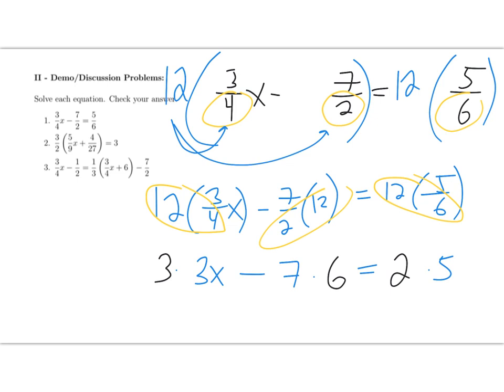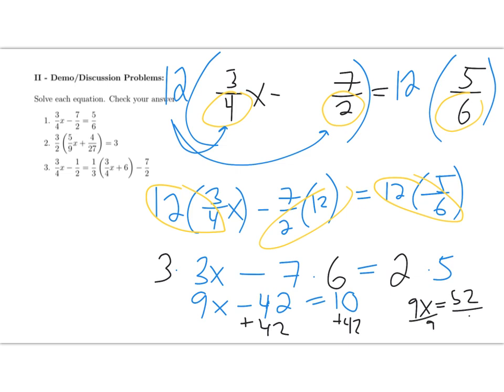Now, again, this looks very similar to the last problem once we cleaned it up and got rid of all the fractions. Now we have 9x minus 42 equals 10. Now this is a good old two-step linear equation. We want to get x by itself. The inverse of subtraction is addition. We'll add 42 to both sides, so we have 9x equals 52. The inverse of multiplication by 9 is division by 9. And our final answer is x equals 52/9.